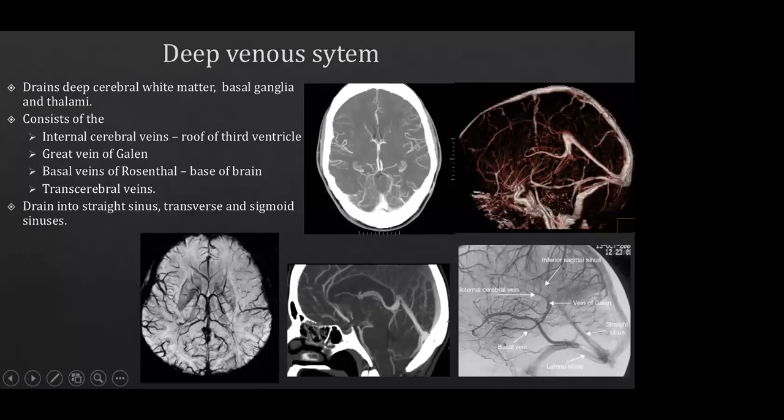So this is the anatomy here on the CT. And this is again that same sequence which I showed earlier on for the patient with the hemiplegic migraine. This is a SWI sequence.